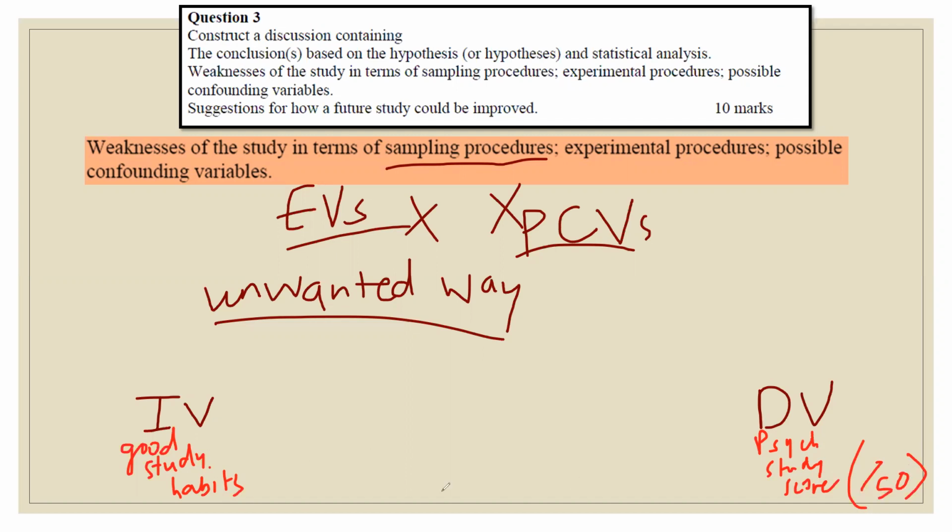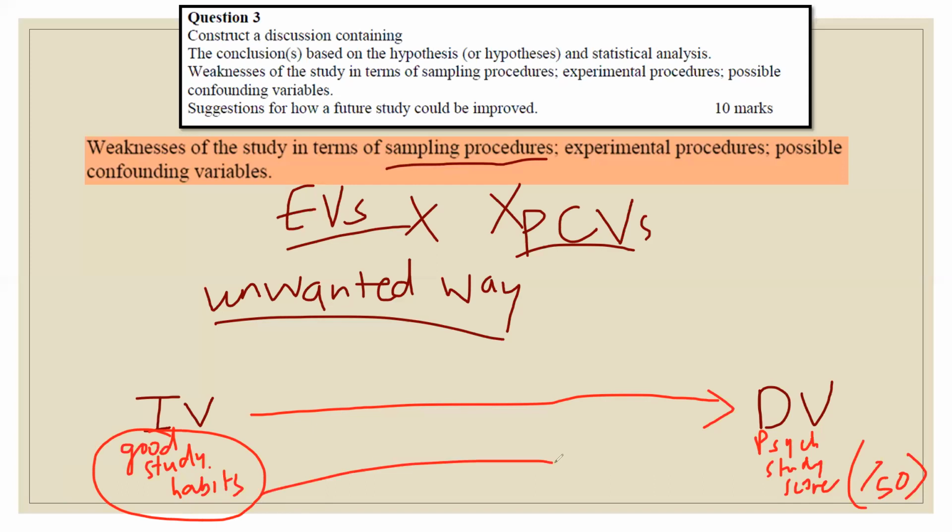Okay, in a perfect experiment that doesn't have any extraneous variables or potential confounding variables, in an ideal world, I want my IV to directly affect my DV. I want the good study habits to be the main kind of cause, or the main kind of influence on the higher achieved study score. But obviously, we don't ever really have a perfect experiment. These guys always slip through.